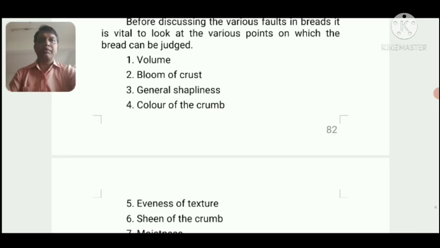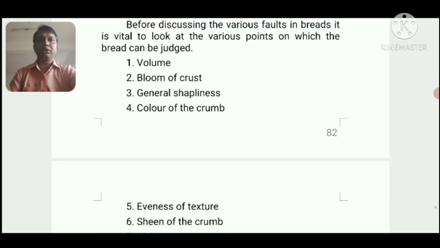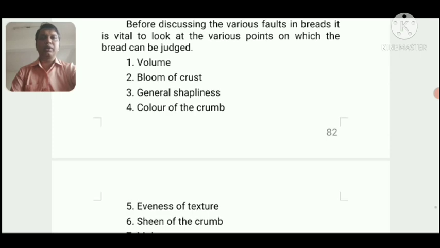Then bloom of crust: the crust should be a crispy, crunchy, blooming crust. If the breads are not coming up with the shine and are dull, definitely the baking and the temperature of the baking are not proper. Then we have shape lines. If the shape has not come perfectly, it is not up to the desired shape which we required.